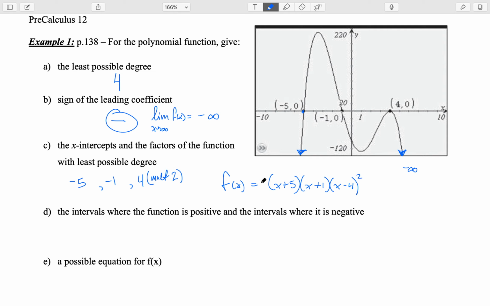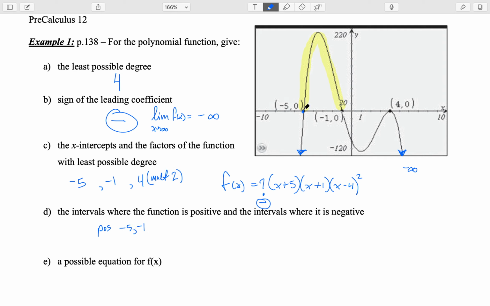So I don't know what this number is, but I do know that it has to be negative because, well, let's find out. Let's figure out the intervals where it's positive and intervals where it's negative. Once again, we're talking about the function. Where is it positive? This section right here, where it's above the x-axis. So positive is from -5 to -1.